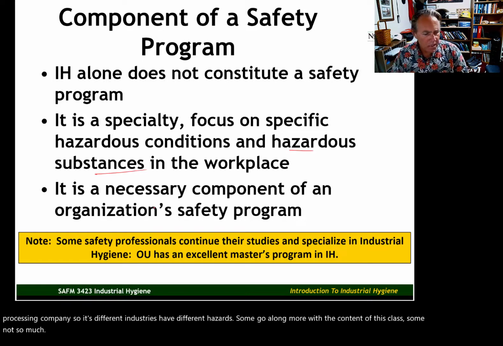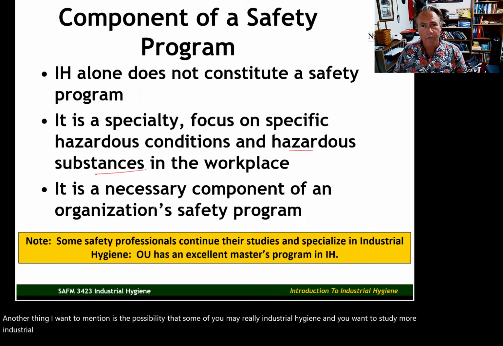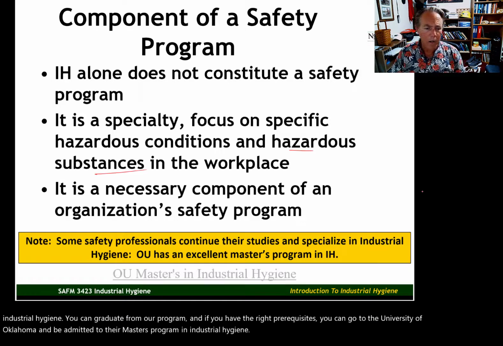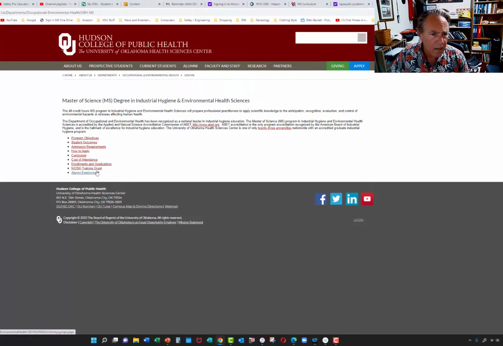Another thing I want to mention is the possibility that some of you may really like industrial hygiene and you want to study more industrial hygiene. You can graduate from our program, and if you have the right prerequisites, you can go to the University of Oklahoma and be admitted to their master's program in industrial hygiene. And let's take a quick look at that program. I want to show you the classes that you would be taking in that program. I don't want to spend a lot of time with it.